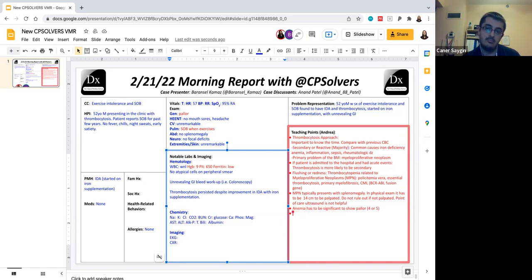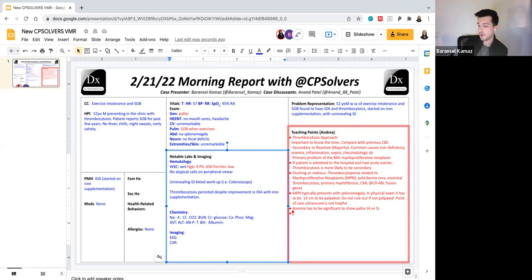And then, it doesn't seem like so far there's anything reactive in this case. This person doesn't have any history of autoimmune disease or any infections as far as we can see. So if the anemia workup is inconclusive and if this thrombocytosis is chronic, then he might deserve some evaluation for a bone marrow problem.